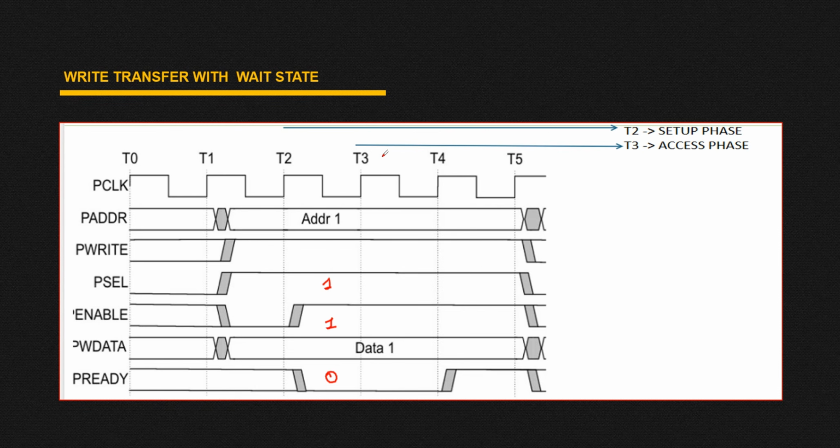So from T3 to T4, if you observe, here also your PREADY signal is low, so that means we are in a wait state. Now from T4 to T5, here we have asserted this PREADY signal, so that means your slave is ready to complete the transfer. So at this cycle your master will send the PWDATA and all that information, and then you can say that your transfer is completed. Okay.